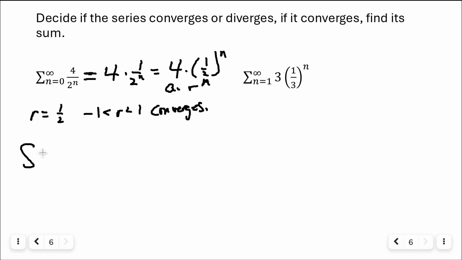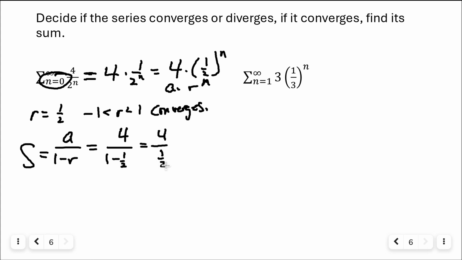And now to find the sum of this series, I'm going to use the formula a over 1 minus r, again, as long as n starts from 0. Then a is 4, r is 1/2, so that's 4 over 1/2, which would be 8. So the sum of this series is 8. Okay? So not only do I know that it's a geometric series, I know it's a convergent geometric series, and I know its sum is 8.